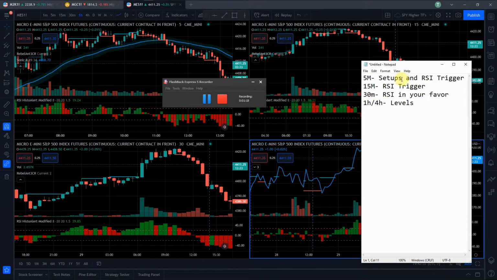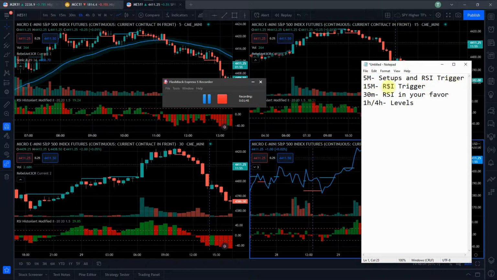So it's the close above or below dragon. It's a 3CR. It's a pullback. It's descending momentum or growing momentum. Well, both of them in whatever direction you're trading. That's a setup to me. And the RSI trigger is my momentum, which is essentially what we're trading. We're always trading momentum. So on the 5-minute, again, setups and RSI trigger.